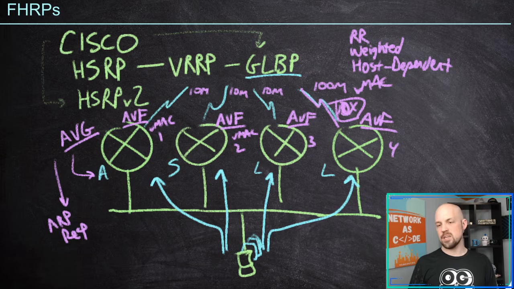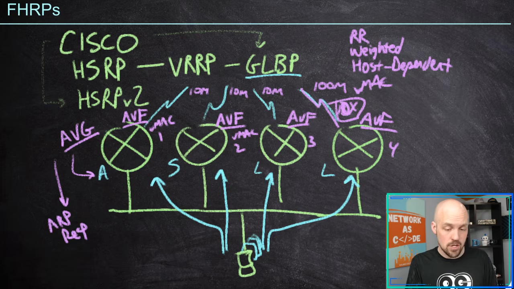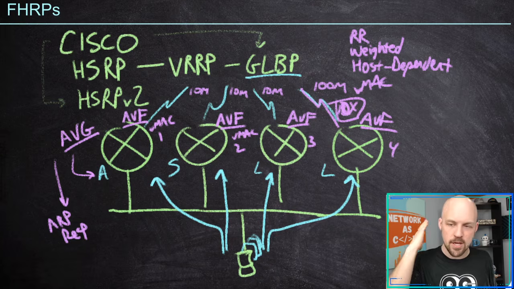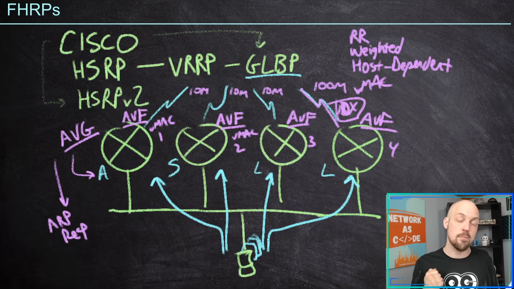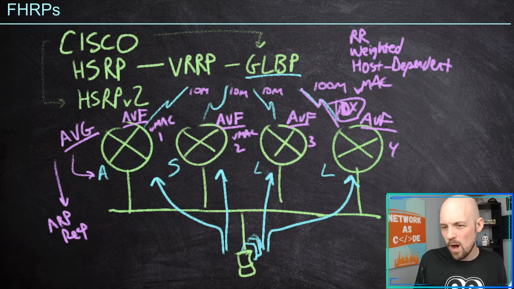Host dependent effectively says, I'm going to run a hash on your MAC address, Mr. Host. So you sent me an ARP request. I look at your MAC address. I run a hash. And based on that hash, I either get a 1, 2, 3, or 4, or something like that. And if I get a 1, I give you virtual MAC address 1. If I get a 2, I give you VMAC 2. So it's basically round robin in a way. It's not round robin in a way.